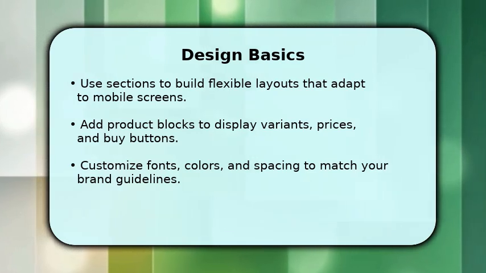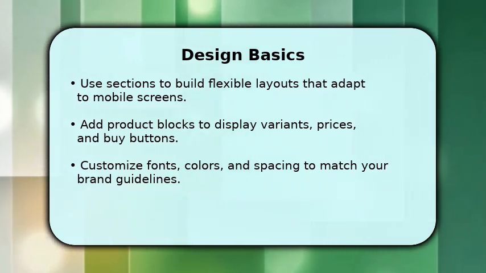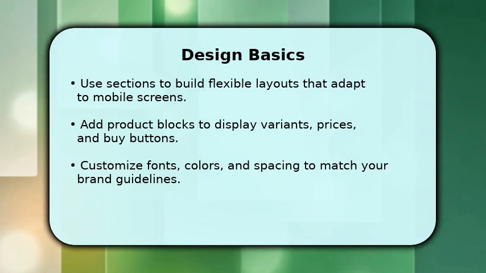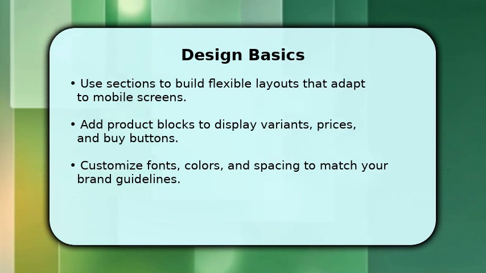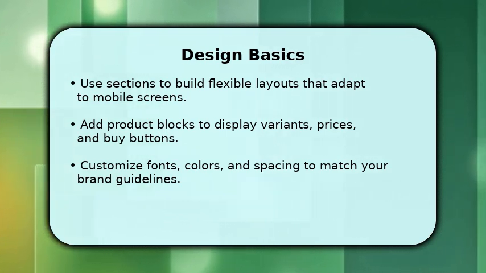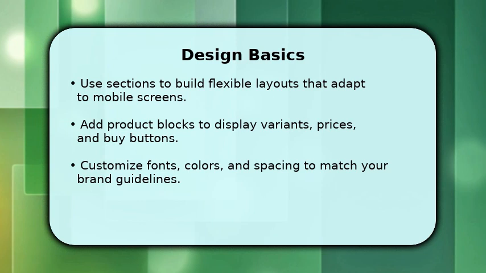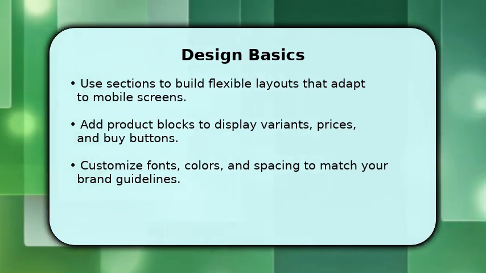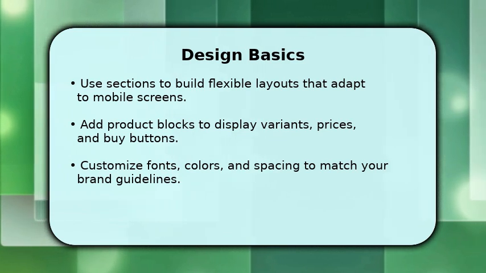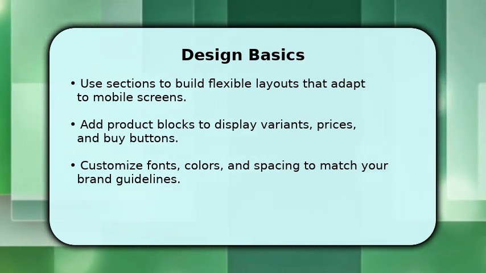Start with a clear section hierarchy so elements stack predictably on phones. Use the product block to pull real Shopify data like price and inventory automatically. Adjust spacing and responsive settings to keep buttons reachable and images crisp. Save often and use the preview tool to catch layout issues before publishing to your store.